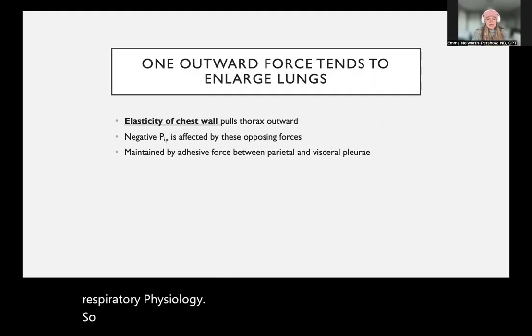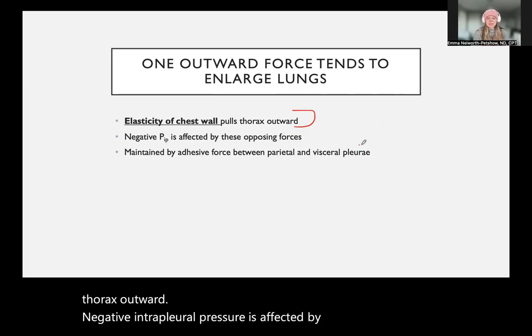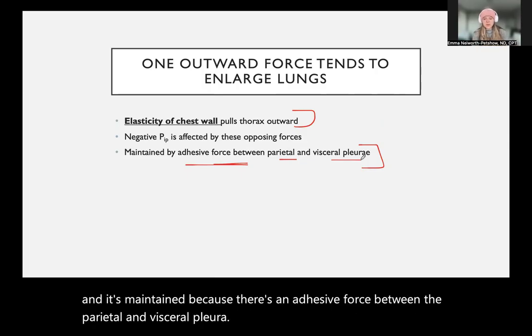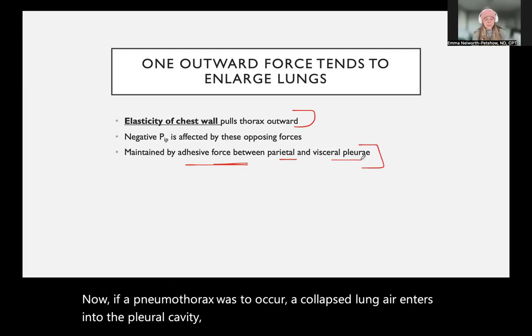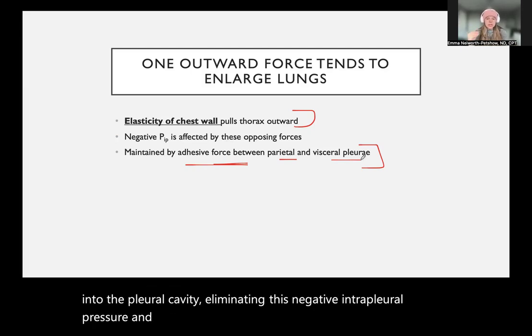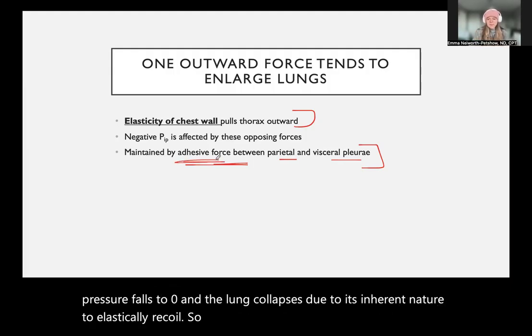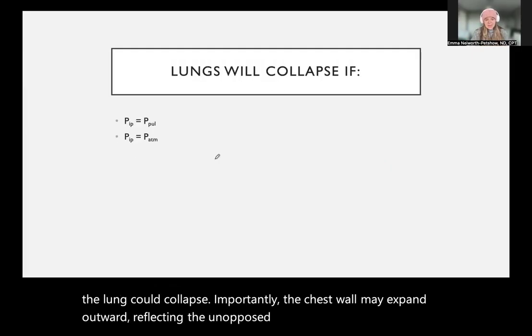So, this is showing again the elasticity of the chest wall pulling the thorax outward. Negative intrapleural pressure is affected by those opposing forces, and it's maintained because there's an adhesive force between the parietal and visceral pleura. Now, if a pneumothorax were to occur, a collapsed lung, air enters the pleural cavity, eliminating this negative intrapleural pressure. Without this negative pressure, transpulmonary pressure falls to zero and the lung collapses due to its inherent nature to elastically recoil. So without this adhesive force, the lung could collapse. Importantly, the chest wall may expand outward, reflecting the unopposed outward recoil of the thoracic cage.